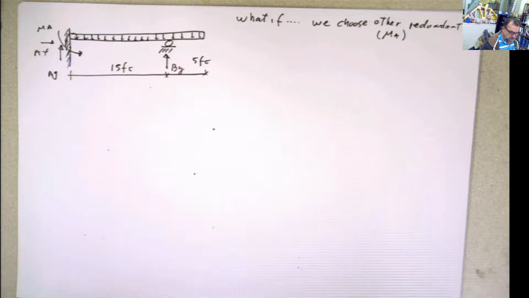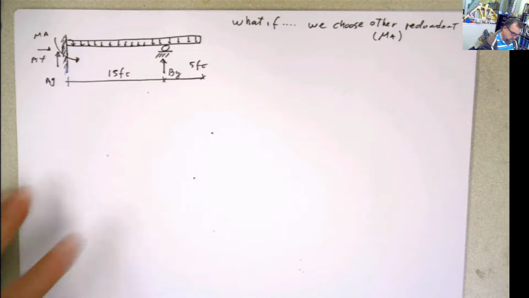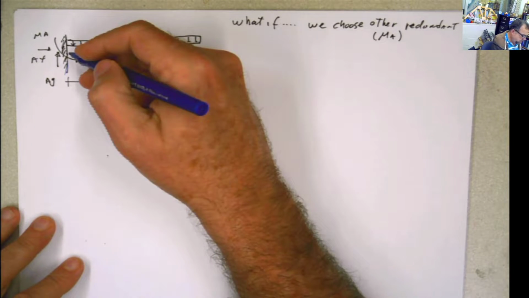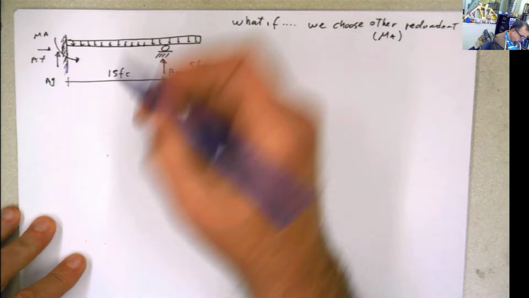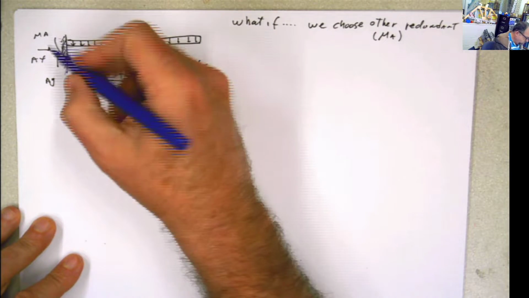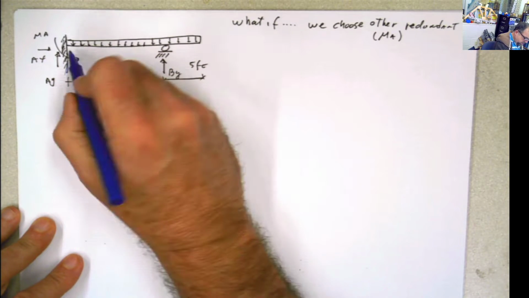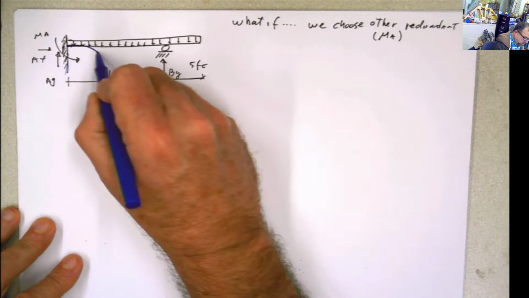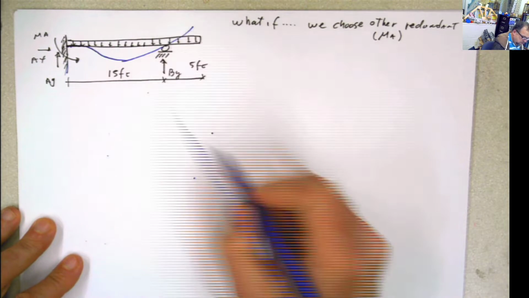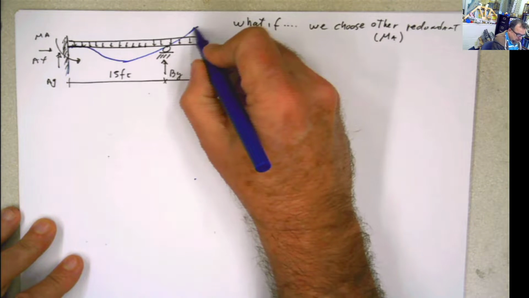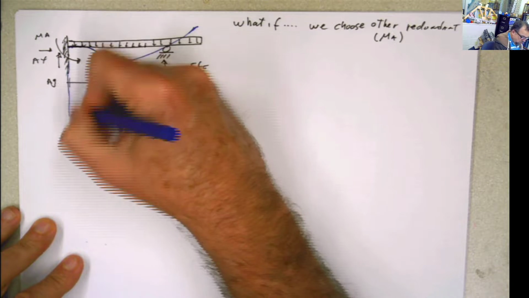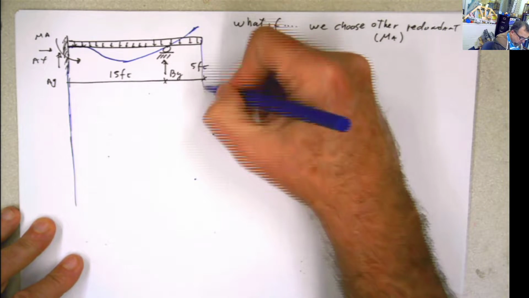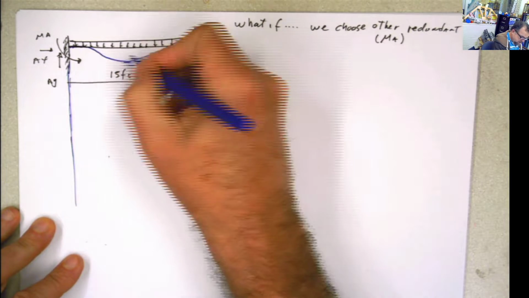Now, what if we select a different one? Let's say the moment at A. So if we select moment at A, I know that the deformation for this beam is going to be something like this. No rotation, come here, deflect, and goes like that. Something like that. So if we select the moment as redundant, we have to make this happen.